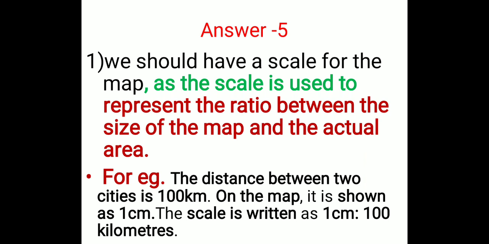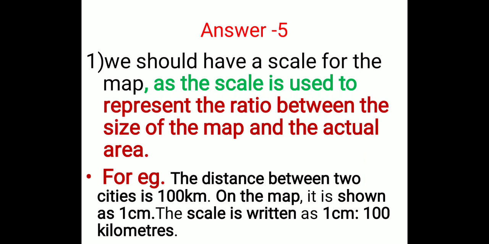For example, the distance between two cities is 100 kilometers. On the map, it is shown as 1 centimeter only. The scale is written as 1 centimeter ratio 100 kilometers. So 1 centimeter of distance on the scale of the map means 100 kilometers on the earth, the actual distance, the actual area.